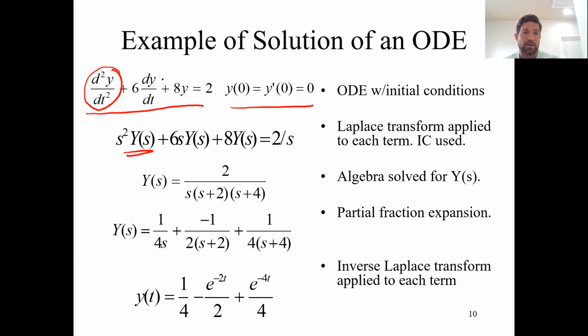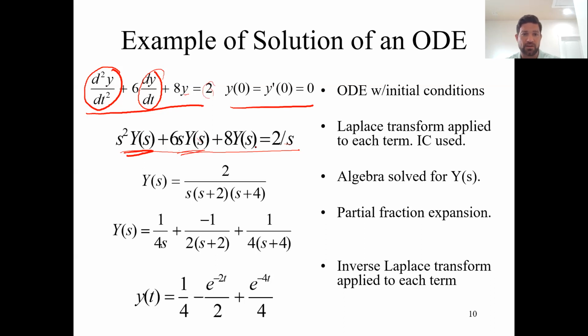So this term right here, the Laplace of the derivative is going to be s. So we have 6 times s times Y(s). The Laplace of y is just going to be Y. And then the Laplace of a constant is 2 over s. Okay, so what we did here is we took the Laplace of each term.